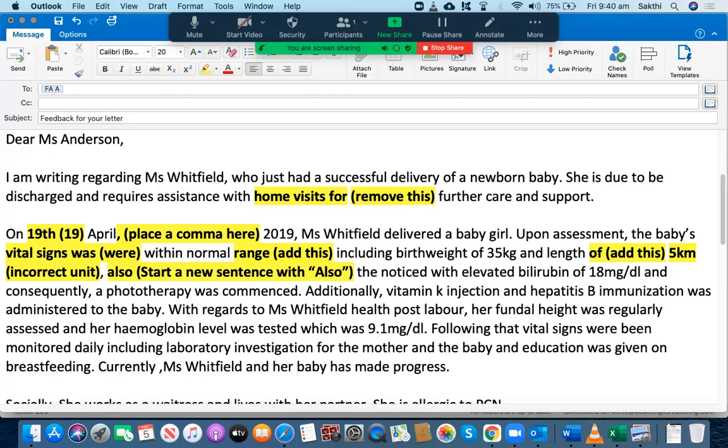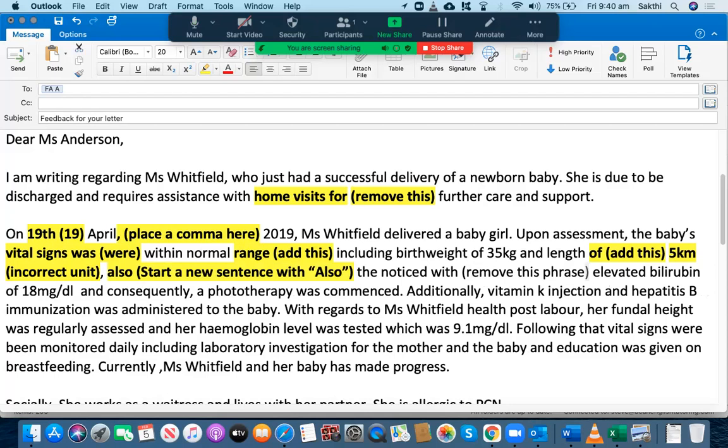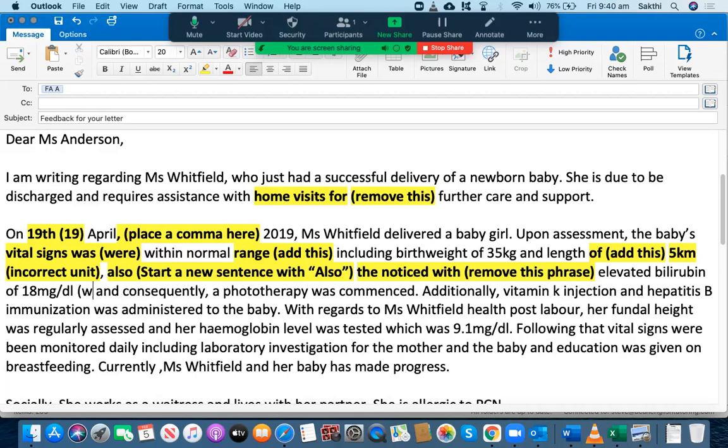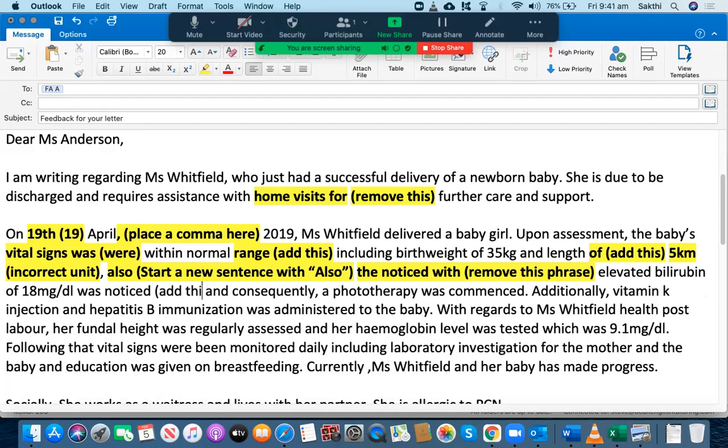What is "noticed"? You should have, okay, just remove this whole phrase and then write down "elevated bilirubin of 18 mg per DL was noticed". So you should have mentioned it here, "was noticed" or "was observed". All right, so add this phrase.